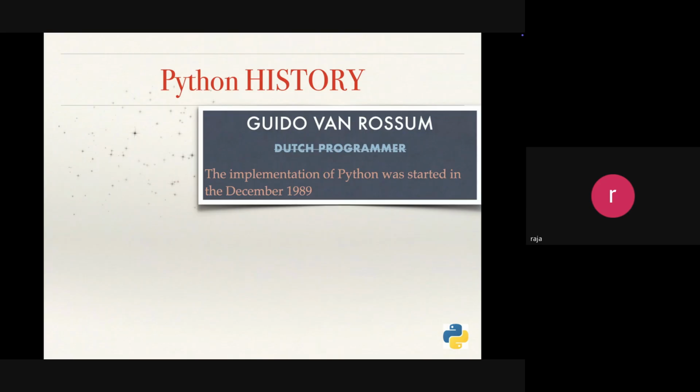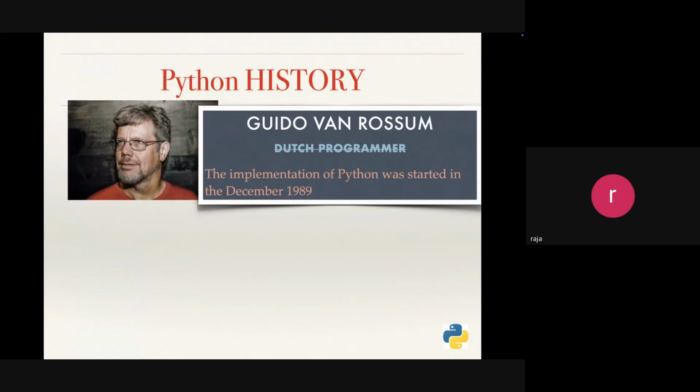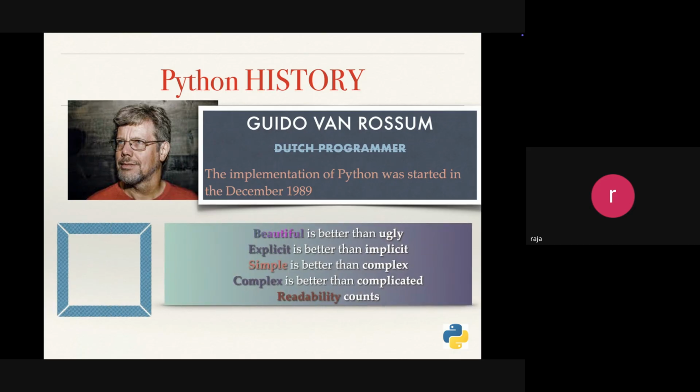Python was actually introduced by a Dutch programmer. The implementation of Python started in 1989, and Python has its own slogan. We call it the Zen of Python. It's called a poem.